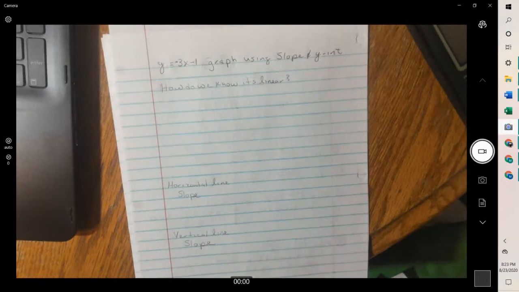Y equals negative 3x minus 1. We want to graph it using the slope and y-intercept. Well, we know it's linear because the x and the y are both to the first power, and they're not in the denominator. So as long as x and y are to the first power and not in the denominator, it is linear.